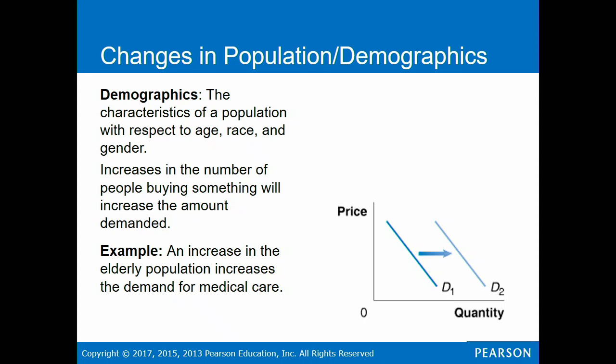So if you increase the number of people buying something, it'll increase the amount demanded. If a demographic group or the population as a whole that has a need for a product increases, you're going to see the demand increase because there's more potential customers, more people that are going to be buying it. So an increase in the elderly population increases the demand for medical care.